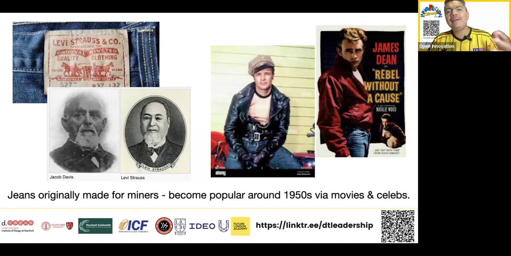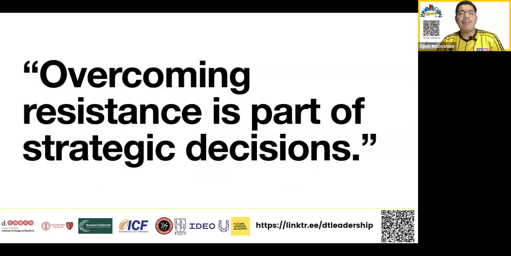So product acceptance takes time. Similarly, innovation takes time. Innovation projects in companies also take time. So as top management, leaders, managers, we need to understand what the four resistances to innovation projects are, right? Overcoming resistance is part of strategic decisions. We cannot let the people digest it themselves. We have to educate them. But first, what are the four internal resistances and barriers?